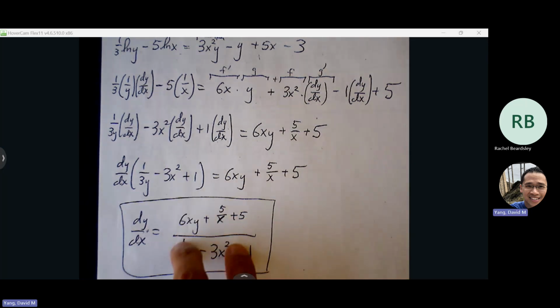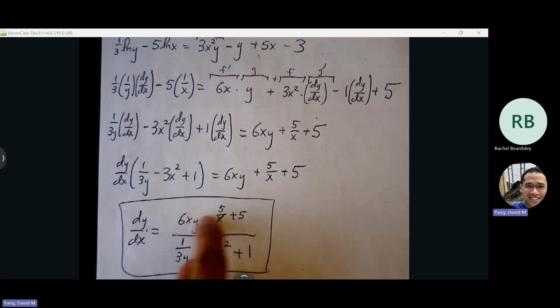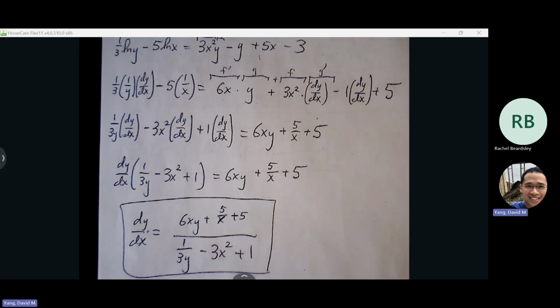And then within each of the numerators and denominators, if the order is different for you, it's fine. As long as you have the correct 3 terms in the numerator and the correct 3 terms in the denominator, it's good enough for your derivative.